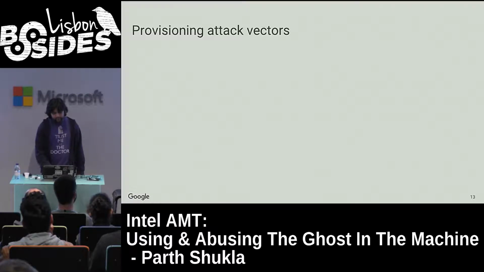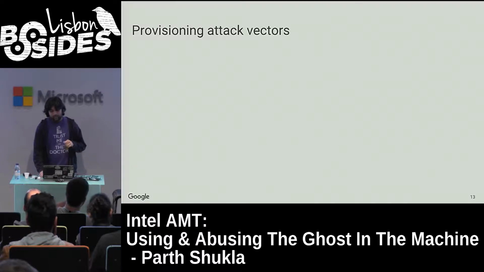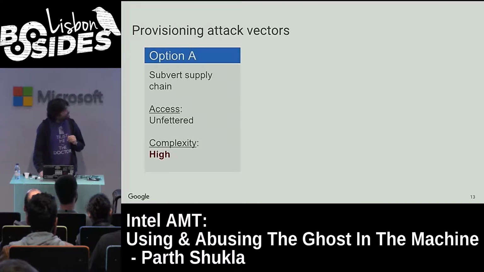All right, so let's explore our first aim of getting AMT control. What are our options for provisioning AMT on a target machine? Option A, we can subvert the supply chain. The complexity is high. You can say this is medium, depends on how you define it. The likely attacker is a highly resourced attacker, casting a wide net or targeting someone. Provisioning method, anything. You have physical access to the machine. You can do remote setup, you can do USB, you can do the BIOS menu, whatever you like.